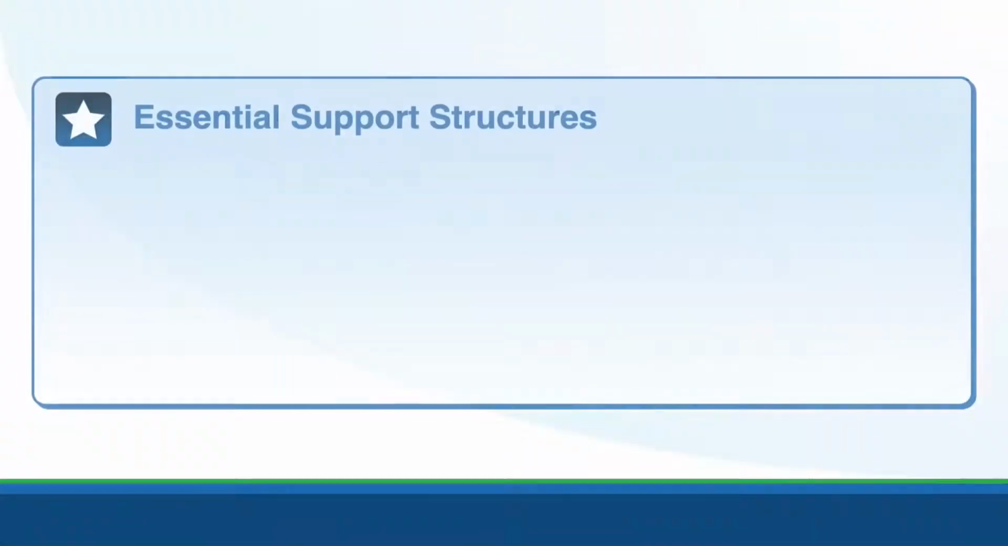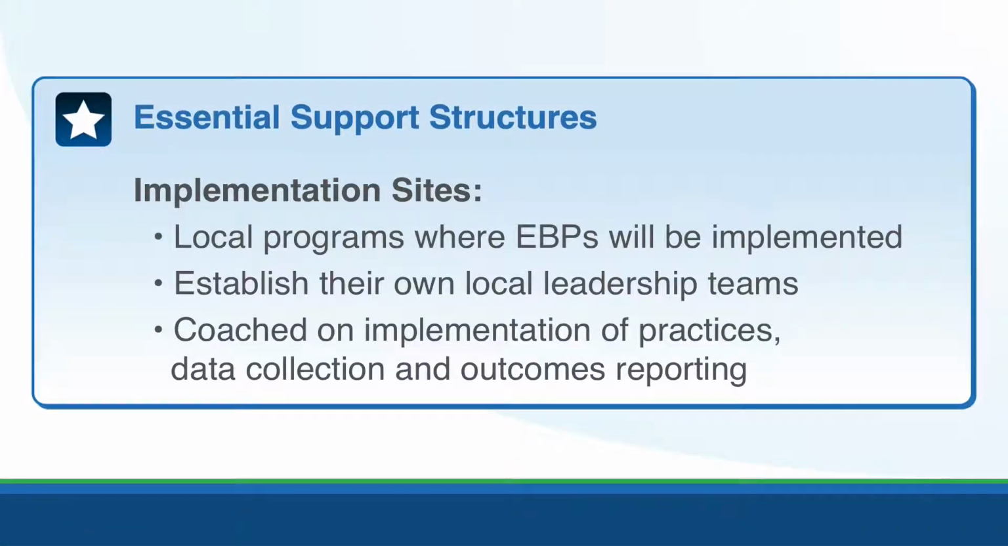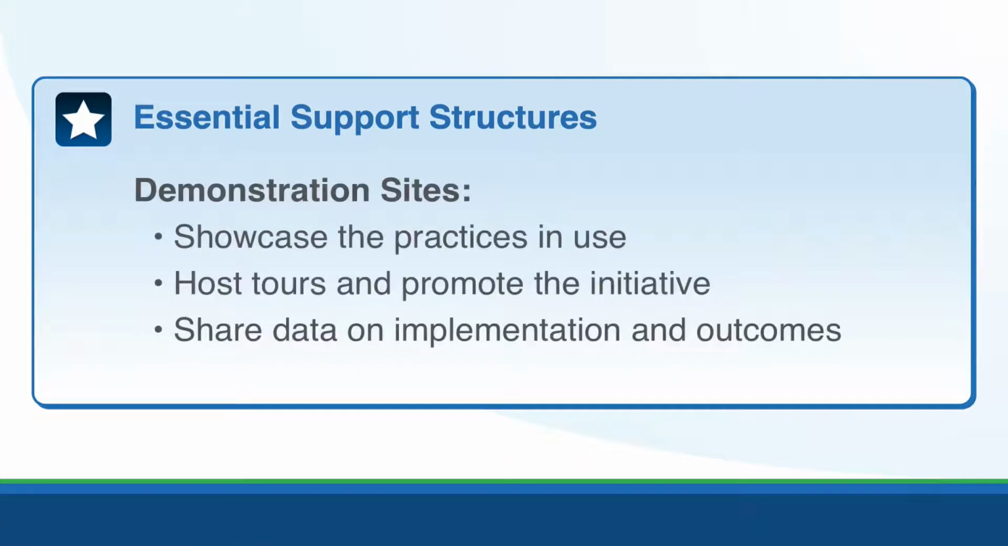The third essential support structure are the implementation and demonstration sites. The implementation sites are the local sites where the evidence-based practices will be implemented. They are chosen by the state leadership team, and they establish their own leadership teams. They receive coaching from the program coaches on how best to implement the evidence-based practices and how to collect and report data on outcomes.